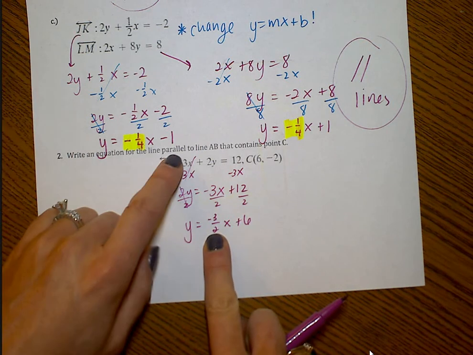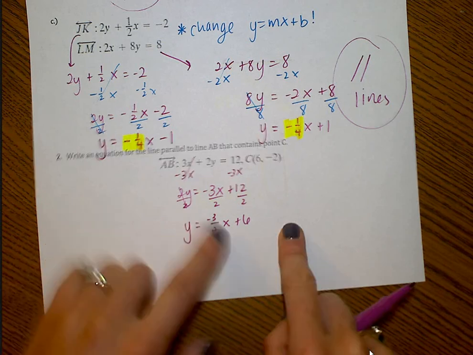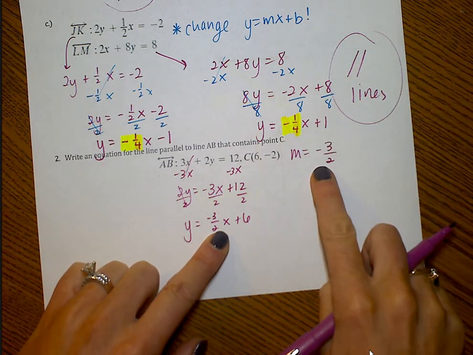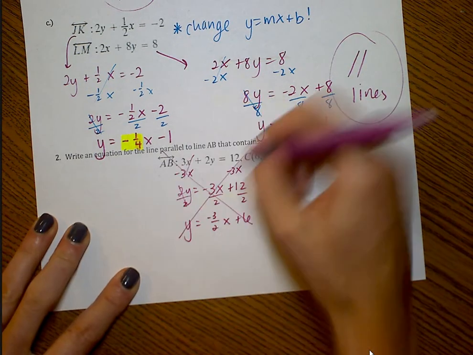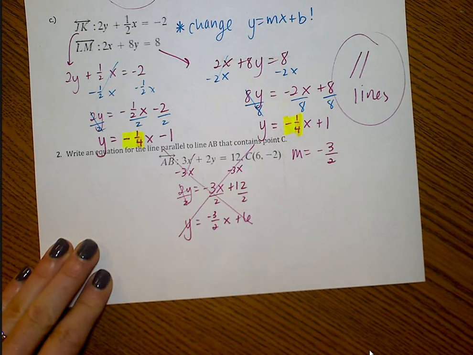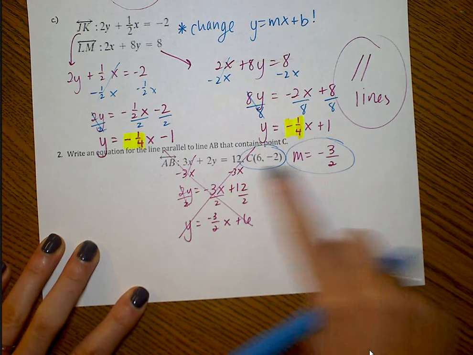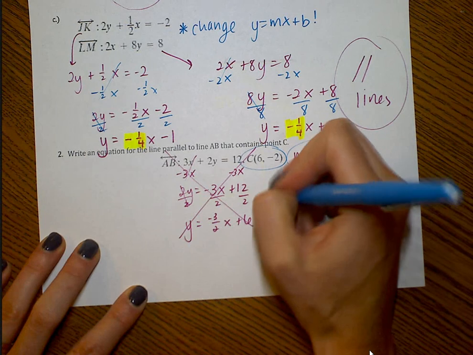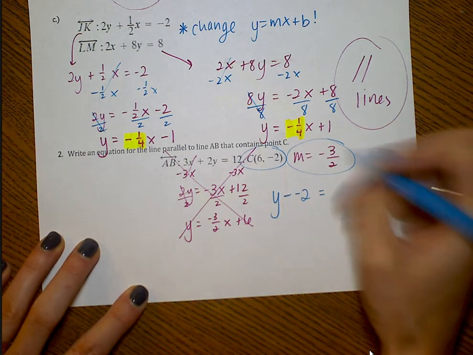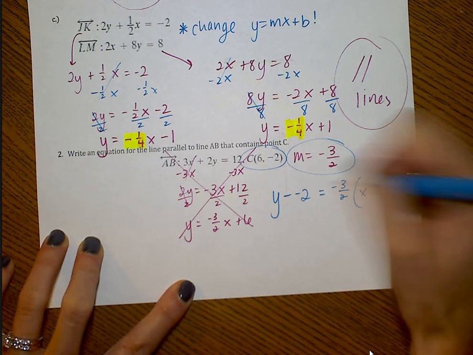My line is parallel to this line, so I want to use the same slope as this line, so I'm going to use negative 3/2. Okay, realize that you don't use that for anything else. Once you've found the slope, you're done. All I care about is the point and the slope. And I'm going to use this information and plug it into point slope. So I'm going to do y minus negative 2 equals my slope, negative 3/2, x minus 6.